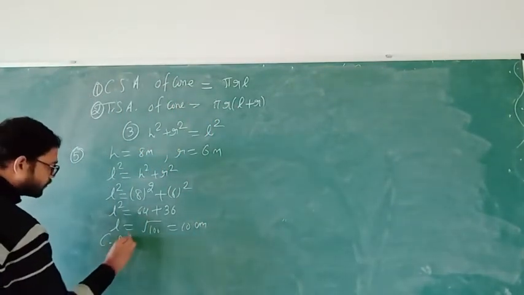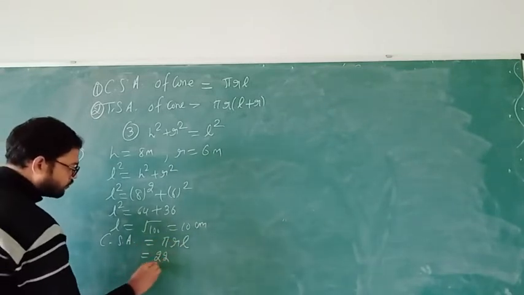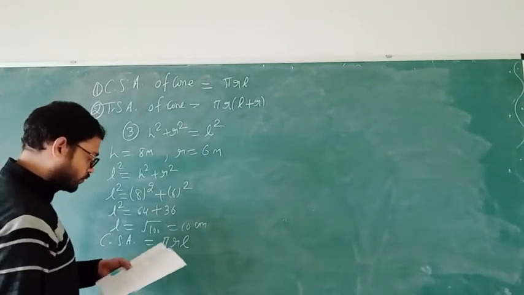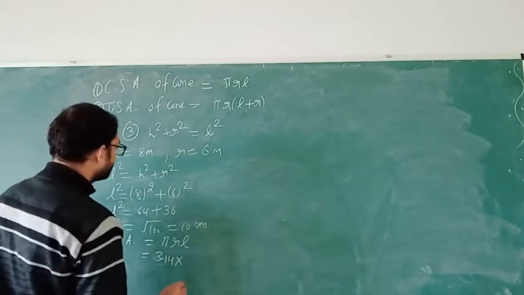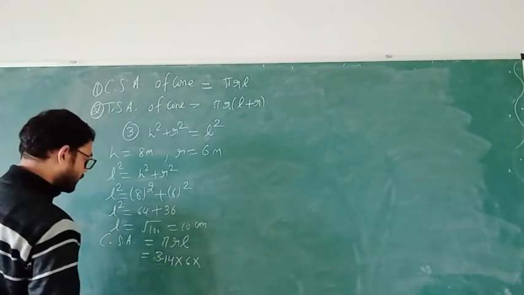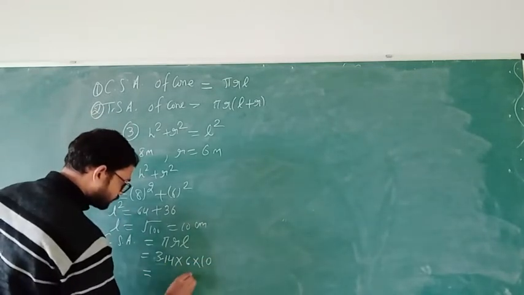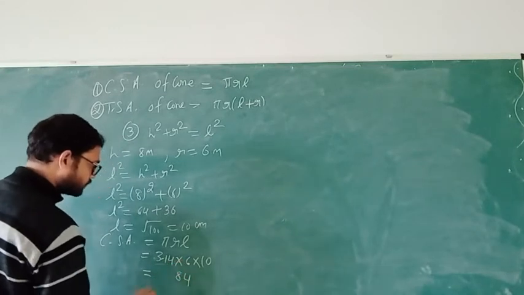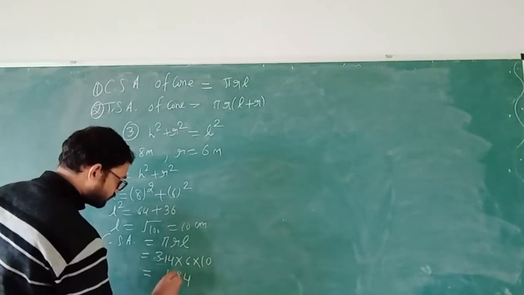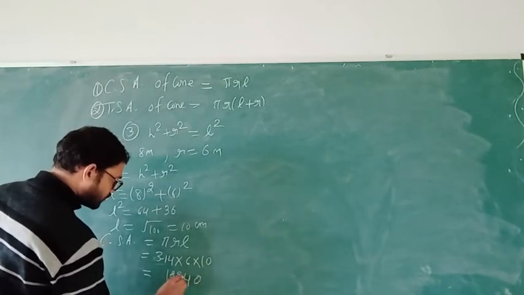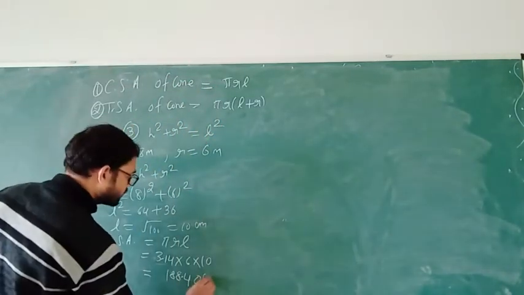So curved surface area is pi r l. Pi is 3.14, so we will use pi r l, 3.14 into r is 6 into l is 10. So it becomes 188.40, the curved surface area.